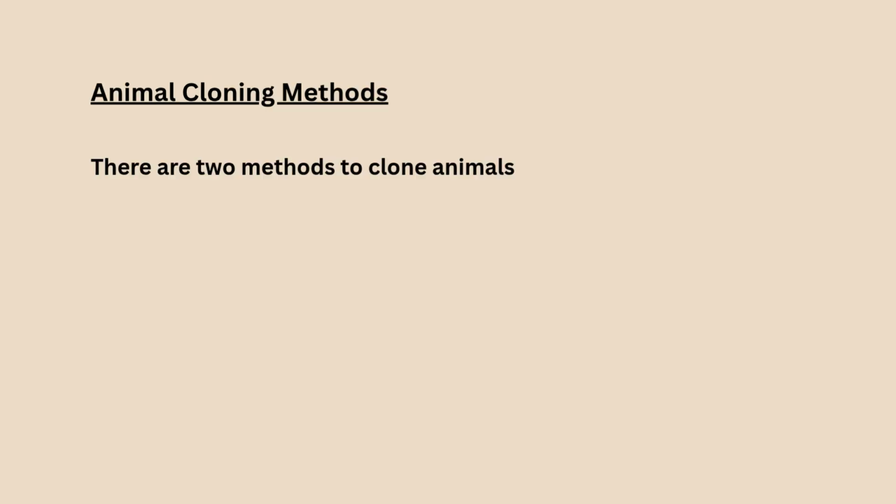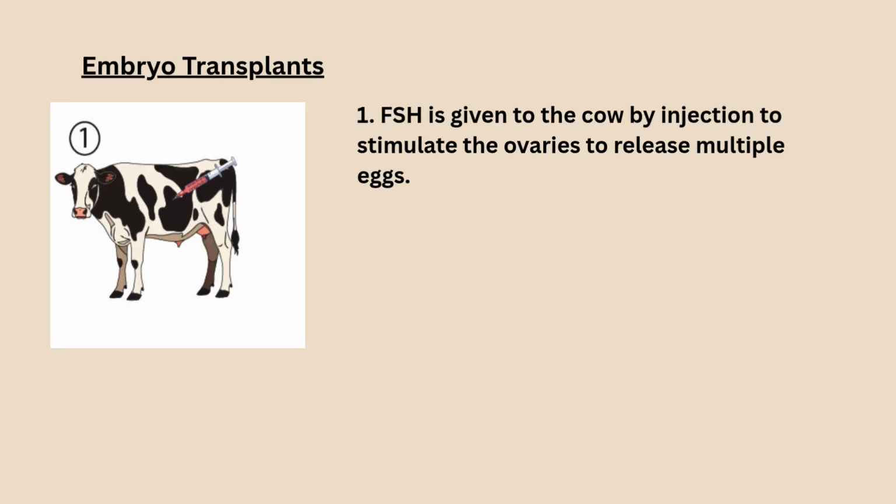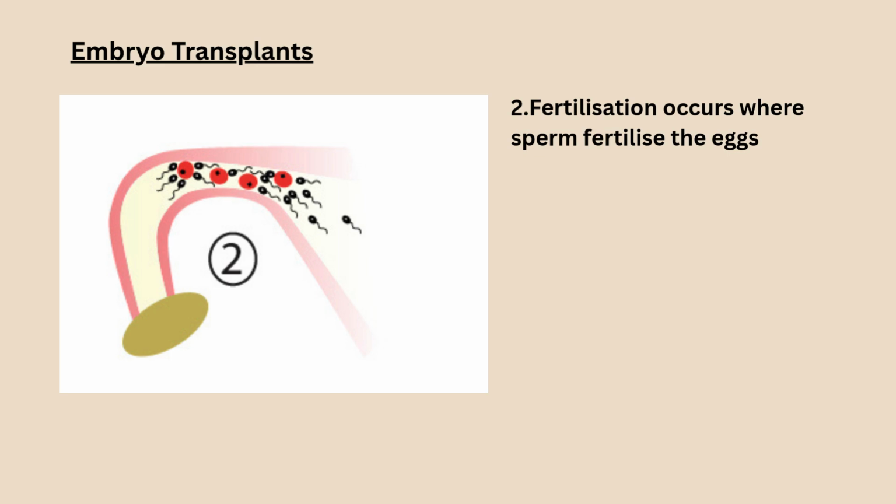Animal cloning methods. There are two methods to clone animals: embryo transplants and adult cell cloning. Embryo transplants. FSH, follicle stimulating hormone, is given to the cow by injection to stimulate the ovaries to release multiple eggs. Fertilization will occur where the sperm will fertilize the eggs in the oviduct.